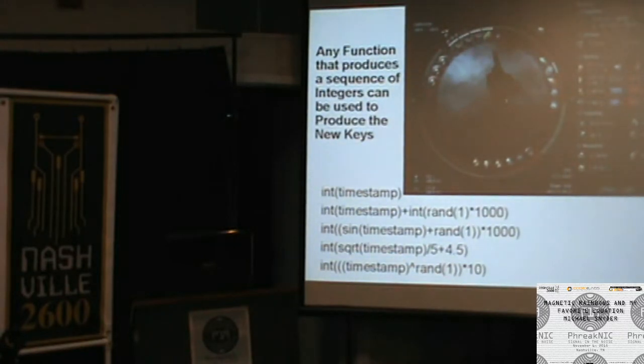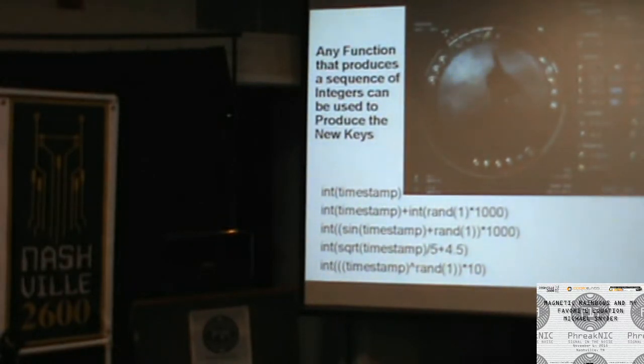For example, let's take the sine of the timestamp and add it to a random number between 0 and 1,000 and take the integer value of that. The sine of the timestamp is very interesting because it cycles over and over again. And of course, a random number is random, so that's a pretty good way of producing a random key.